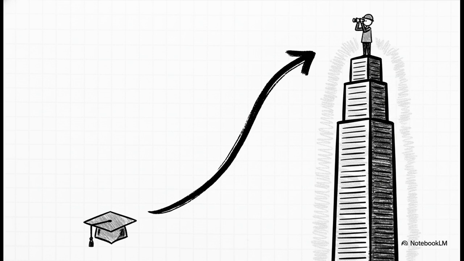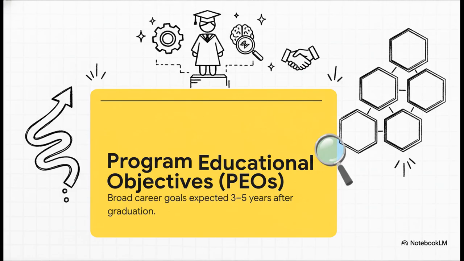Instead of starting on your first day of class, let's jump way ahead. We're going to start at the top, with the finished skyscraper. Let's imagine your career 5 years after you've thrown that graduation cap in the air. Now, this long-term vision has a name: Program Educational Objectives, or PEOs for short. These aren't about passing a class. They're about the kind of professional you're expected to become.